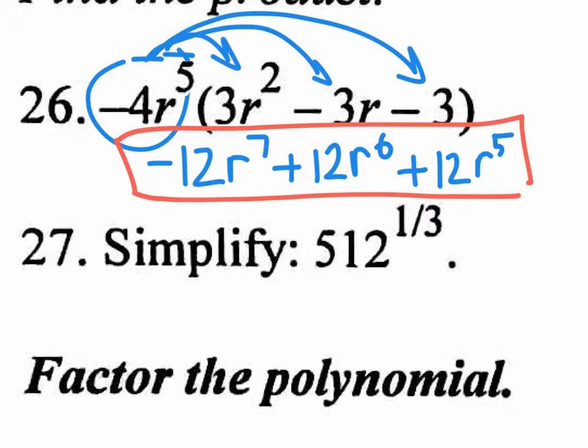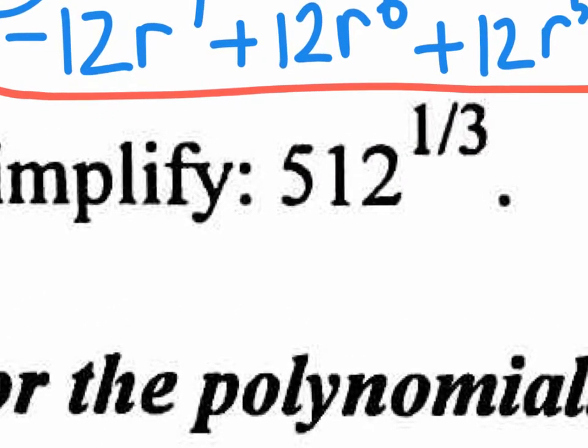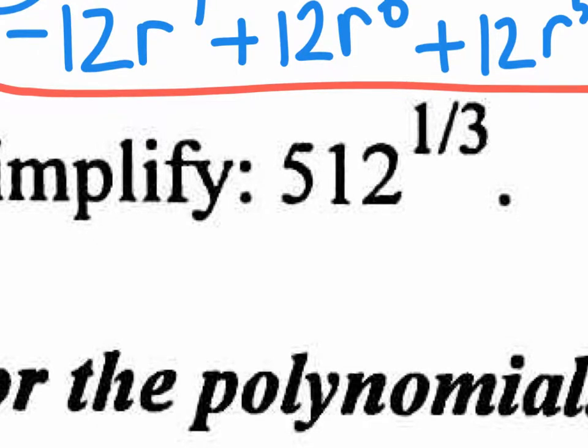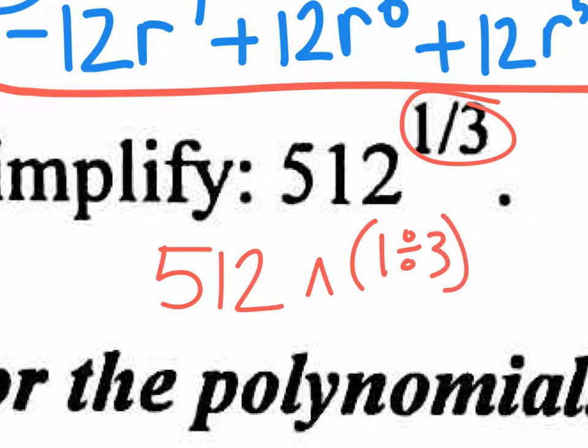Moving on to 27. Simplify 512 to the 1/3 power. Okay, I did teach you that the 1/3 power is the third root. But you know what? We're able to use calculators. So on your calculator, simply type in 512, hit the caret button, and then it's going to open up some parentheses. Type in 1/3. That's really 1 divided by 3, close parentheses, and it'll give you your answer.